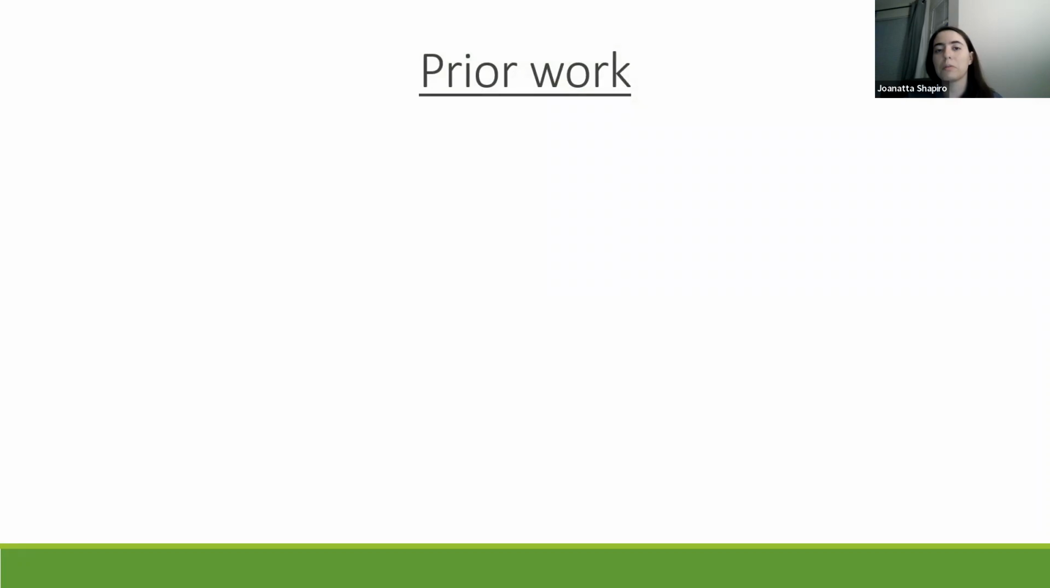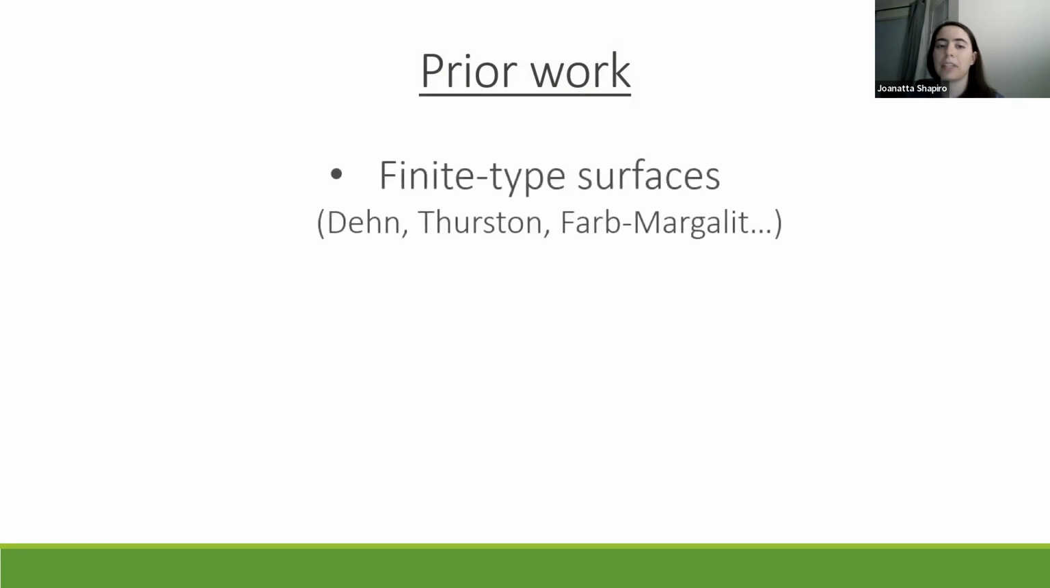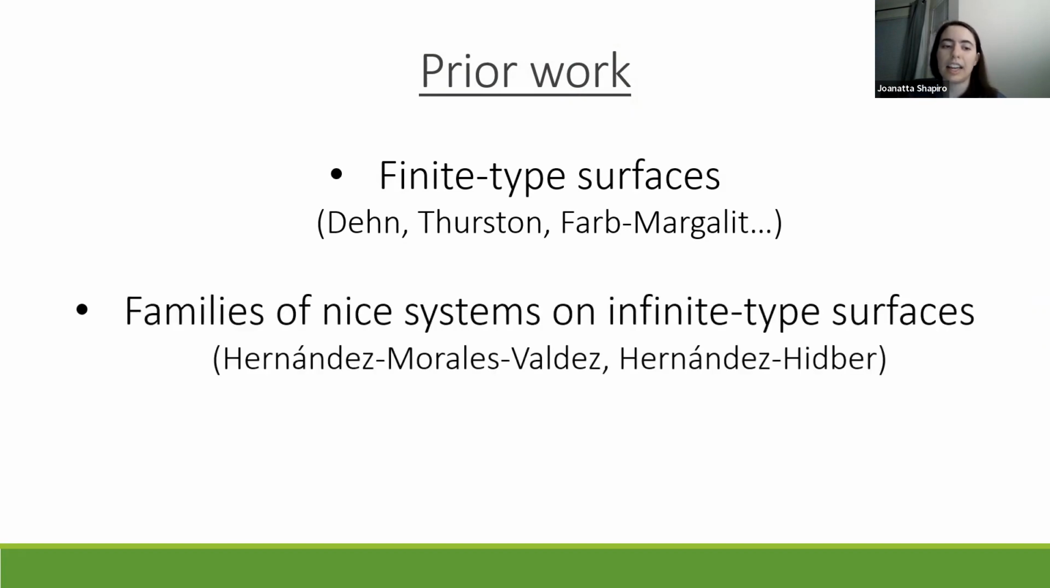A lot of work has gone into this, beginning with finite type surfaces, where the Alexander method was proven by Dehn, Thurston, and Farb-Margalit. More recently, it has been proven for families of nice systems of curves on infinite type surfaces by Hernández, Morales, Valdez, and Hernández-Hidber.